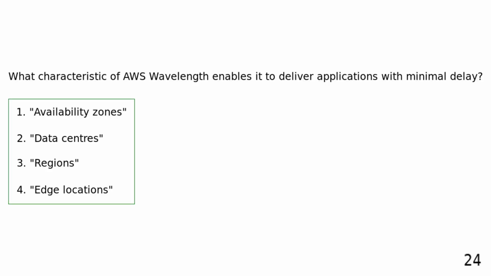What characteristic of AWS Wavelength enables it to deliver applications with minimal delay? Availability zones. Data centers. Regions. Edge locations. AWS Wavelength leverages edge locations to deploy applications closer to end users.